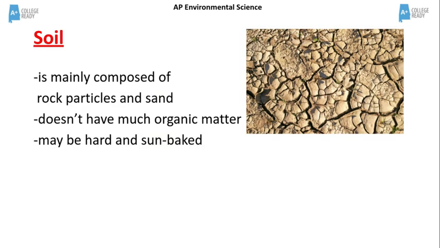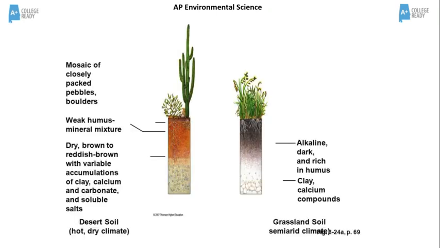The soil is composed of rock particles and sand. There isn't very much organic material in the soil, and the soil may be hard and sun-baked, as shown in the picture. This graphic shows a comparison of the soil profiles of the desert and the grassland. The desert has very little humus, whereas the grassland has a rich humus layer.